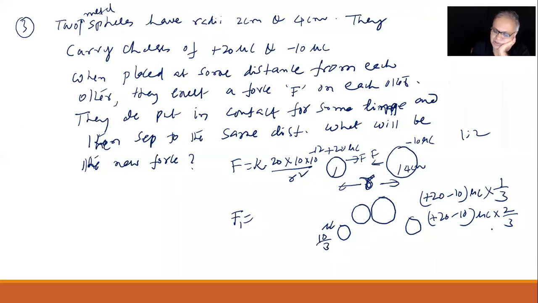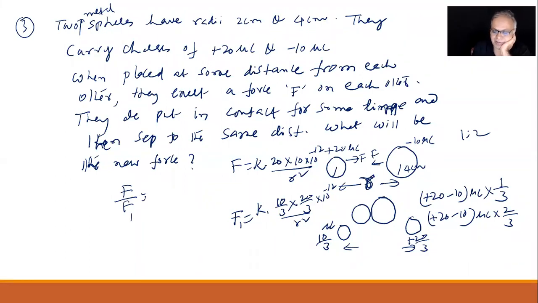And how much is this? 20/3 for this. But both are now positive charges. Previously the force was attraction. Now the force becomes repulsive. The new force I'll write like this: K into 10/3 into 20/3 into 10 to the power minus 12 by R squared. So F by F1 you do.